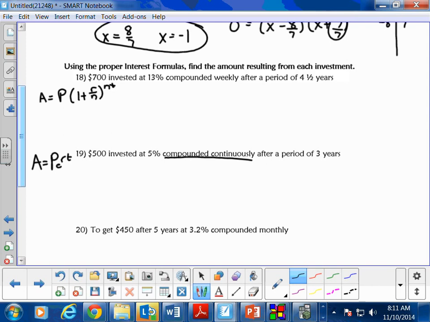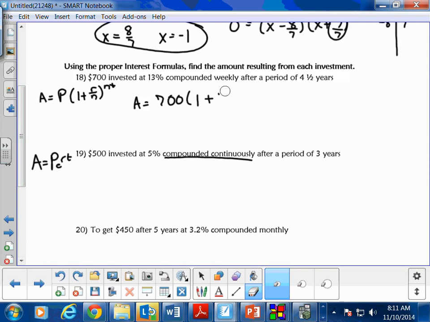Now this one says $700 invested at 13% compounded weekly, after a period of 4.5 years. So you want to know what the future value is going to be. This is P because it's the amount that's now. That's what P stands for. So this is what it's going to look like: A is equal to 700 times 1 plus, now 13%, you have to convert it to a decimal.